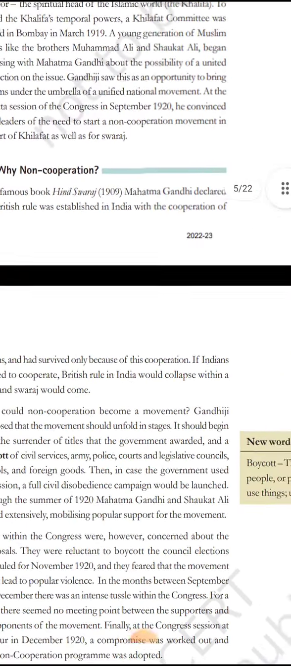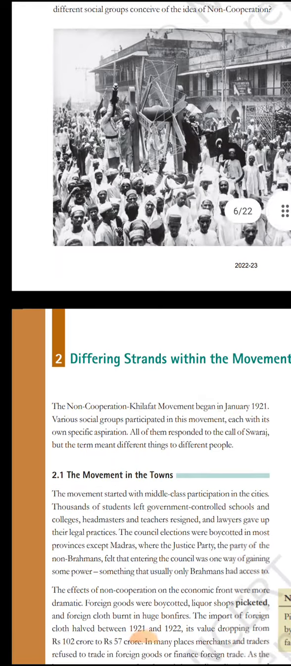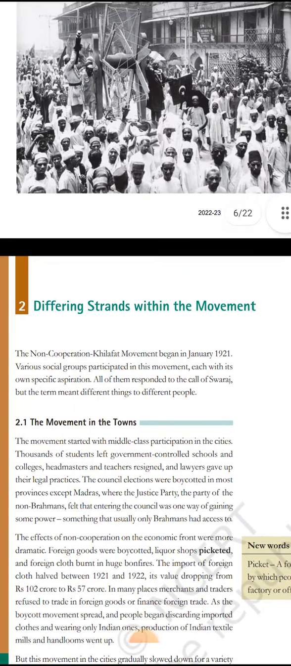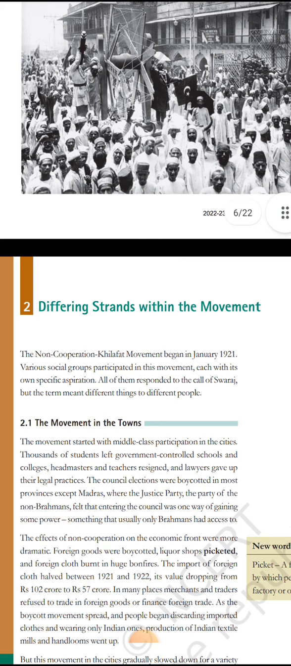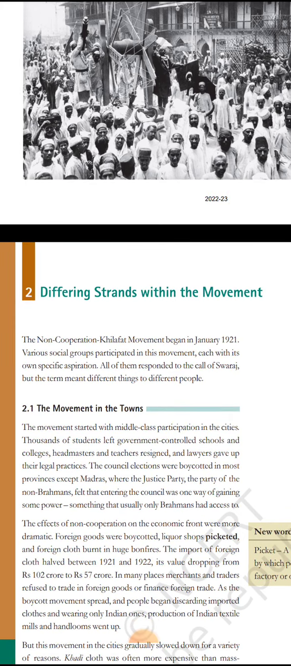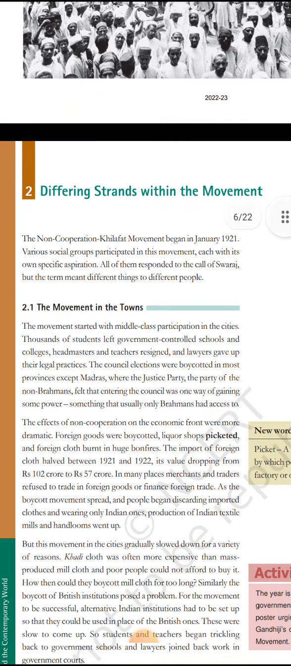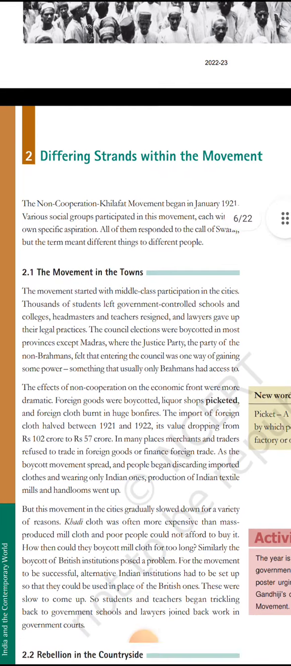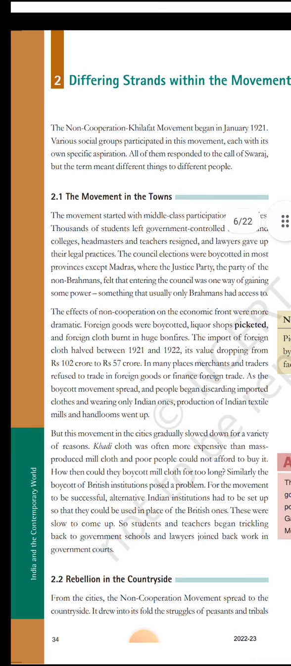Okay, now let's see the next topic, that is differing strands within the movement. The Non-cooperation Khilafat movement began in January 1921, and this is also a very important strand of the movement. Now, what was the movement in the towns? In the towns, thousands of students left government-controlled schools as part of this non-cooperation. They were not cooperating with the British, as the headmasters and teachers resigned. Lawyers gave up their legal practices. The council elections were boycotted in most provinces except Madras.